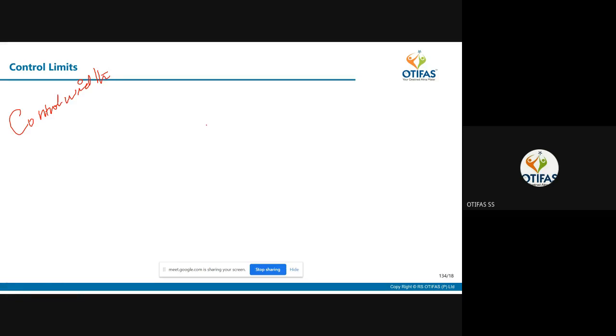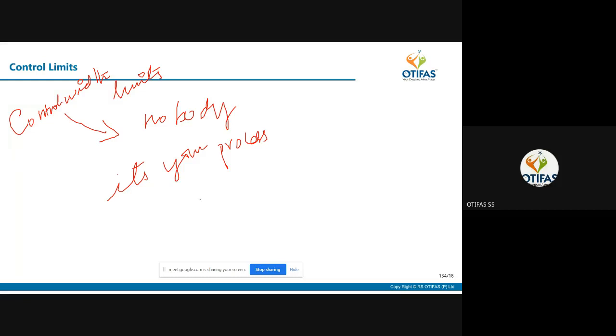The limits within which a process can go. Okay. Now you understand here, control limits are given by nobody. Nobody is setting the control limits. It is your process itself. It depends upon the man involved in this process. So from the data you have taken from the process, from this data, your control limits are defined. And it may change.